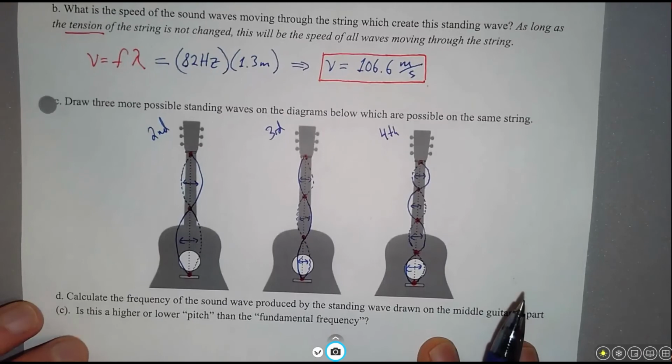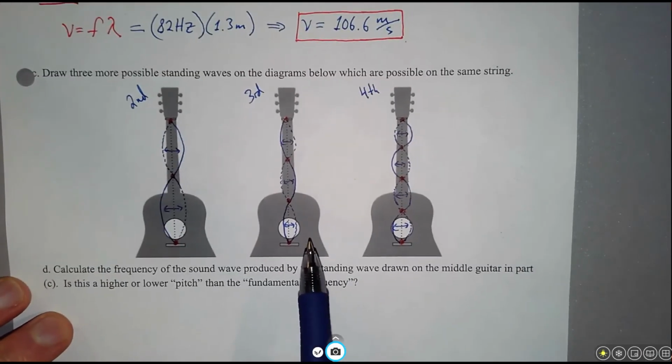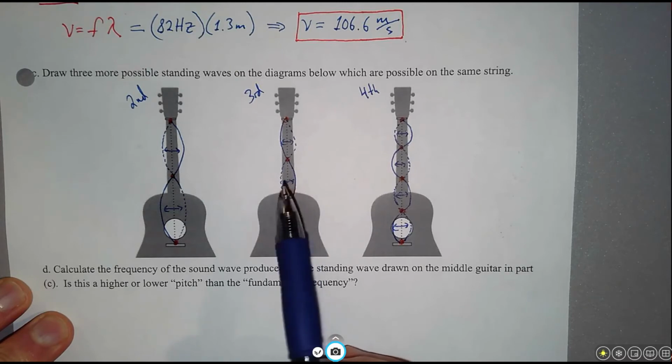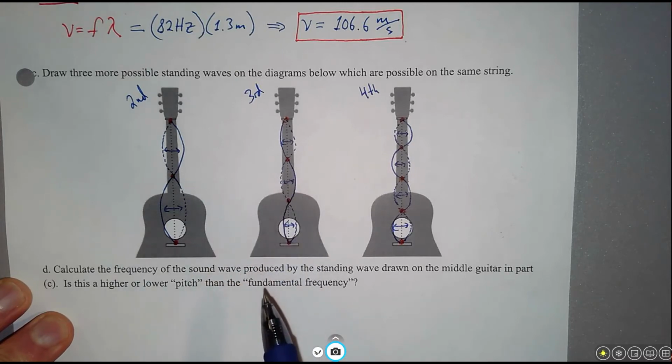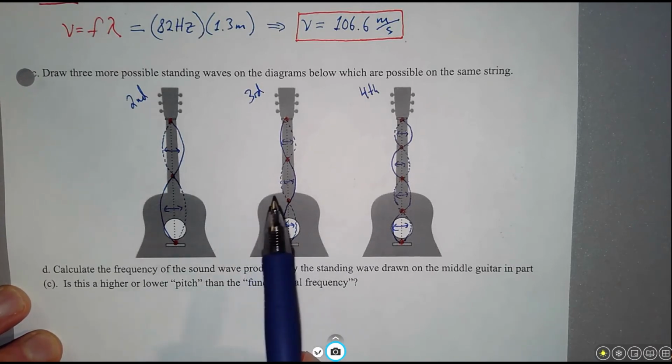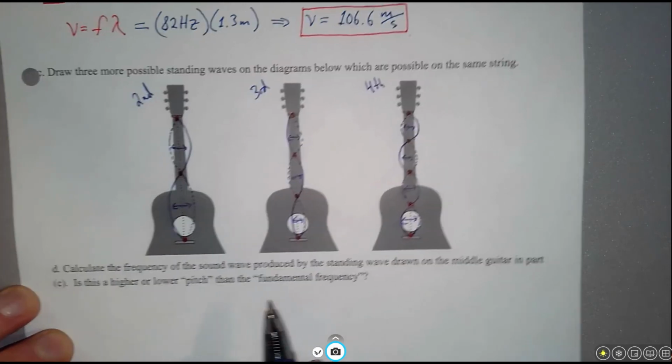Well, if we're looking at the middle one right here, that third possible standing wave, when these guys are shaking back and forth, they're going to be shaking at a different frequency. So that's going to create a different frequency sound wave. And if the frequency goes up, that means we're going to hear a higher pitch. If the frequency goes down, we're going to hear a lower pitch. It's going to sound like a lower note. So let's find out what frequency is associated with this.